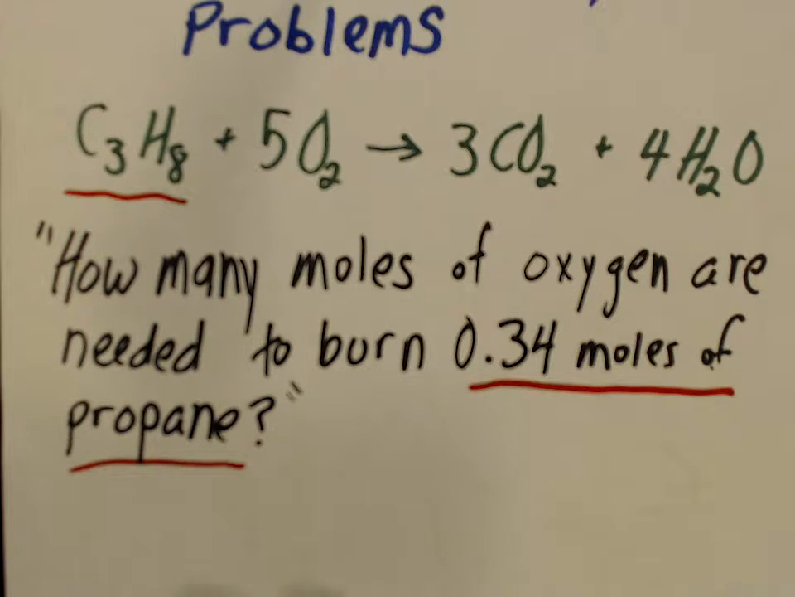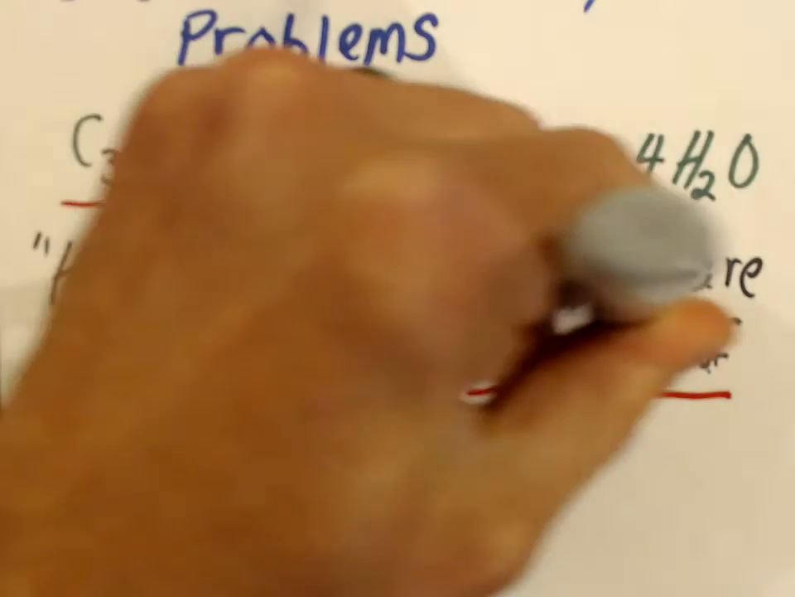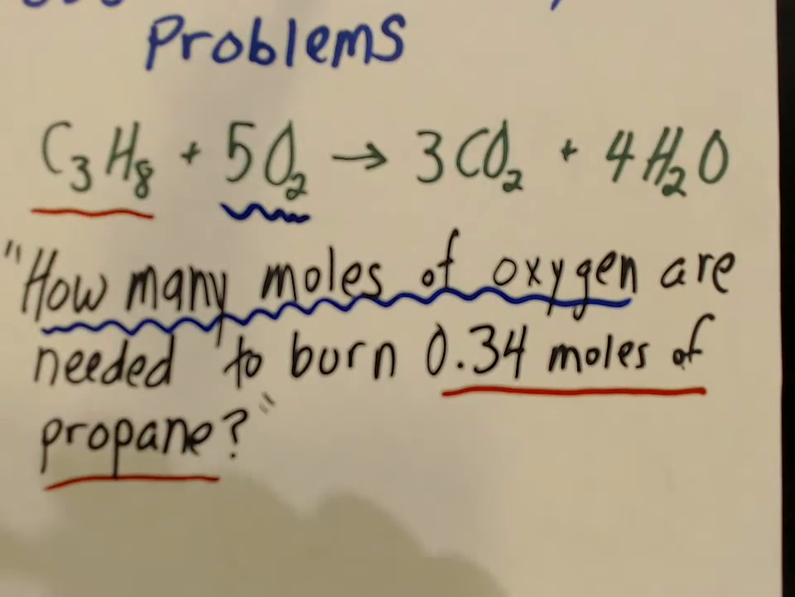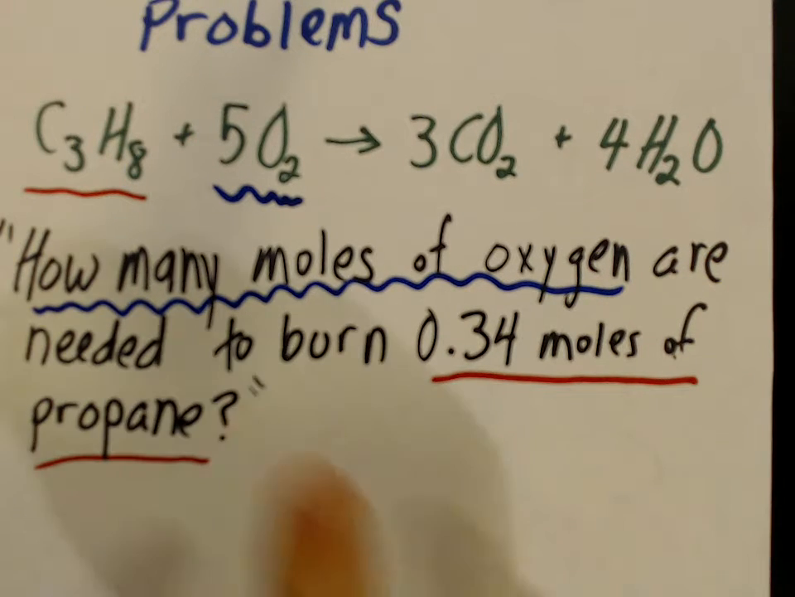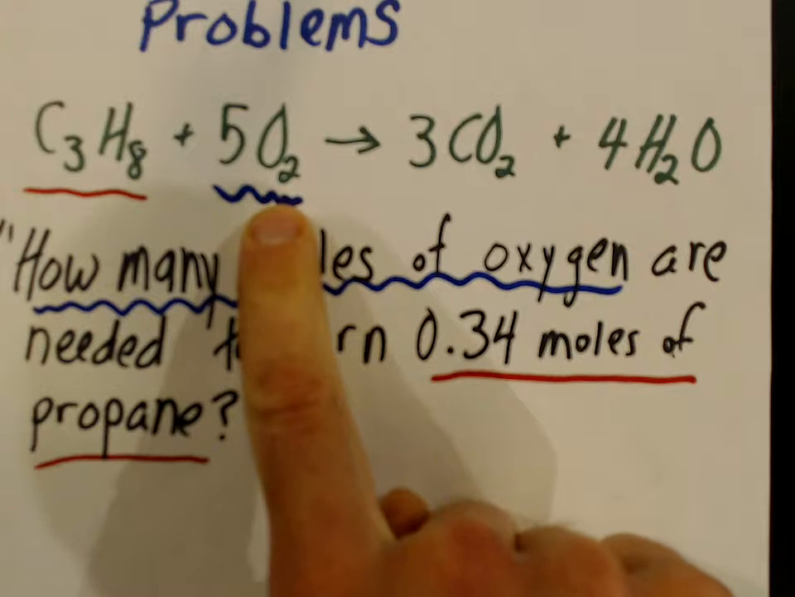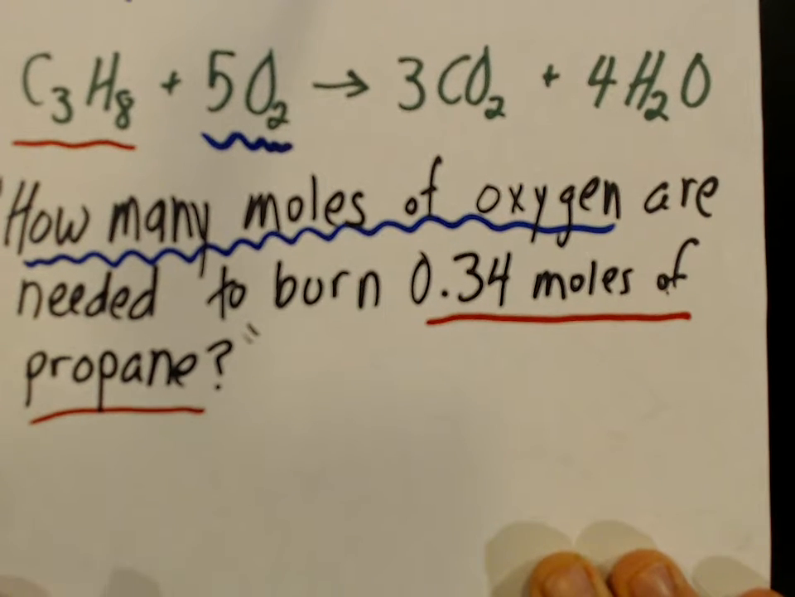And then there's always the unknown. Now, what's the unknown in this question? Well, it's the quantity of a substance that you're being asked about. And you are being asked about how many moles of oxygen. So there's oxygen right there. So we underline with a squiggle the unknown quantity, the number of moles of oxygen is unknown. And I also squiggle underlined that compound from the balanced chemical equation.